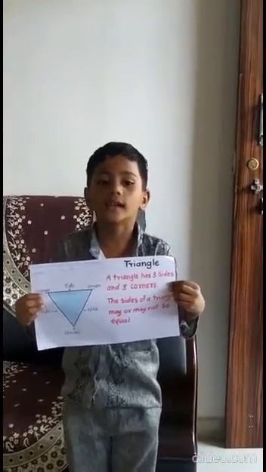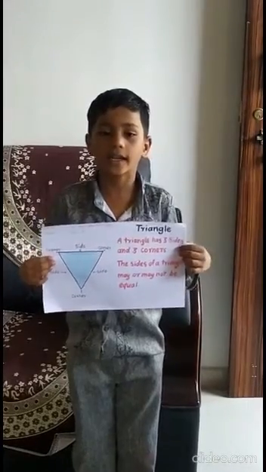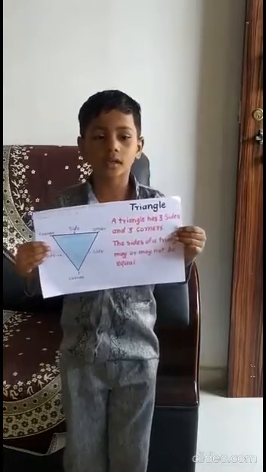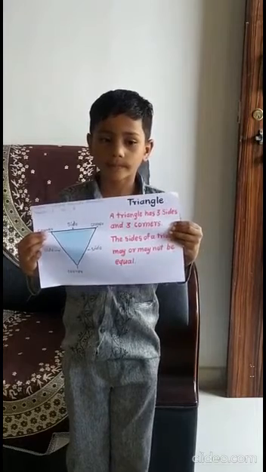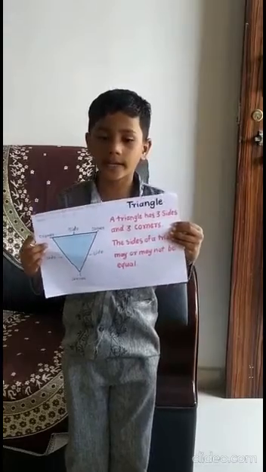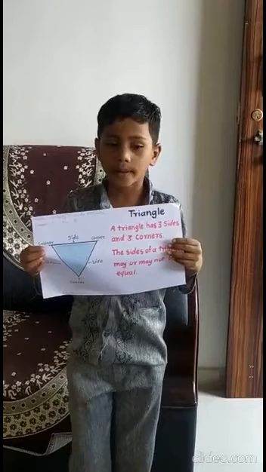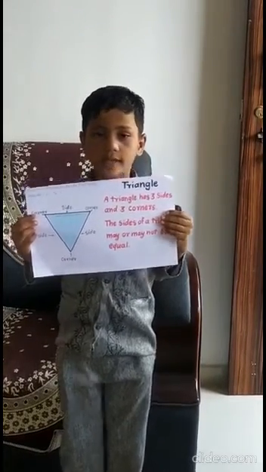A triangle has three sides and three corners. The sides of a triangle may or may not be equal.